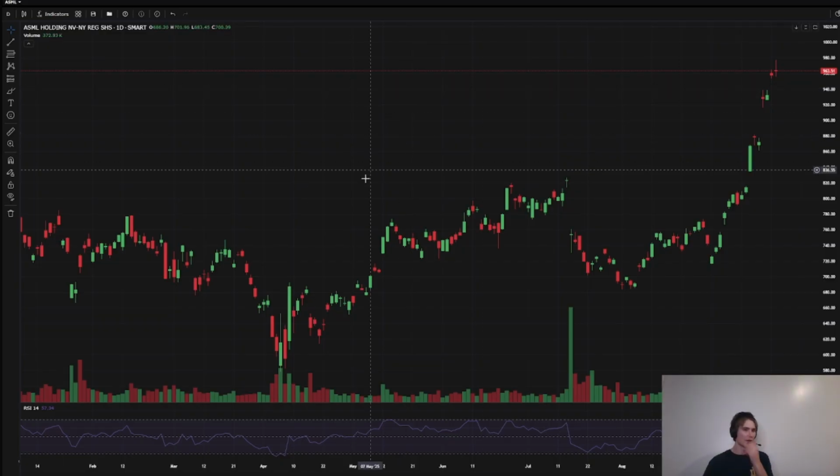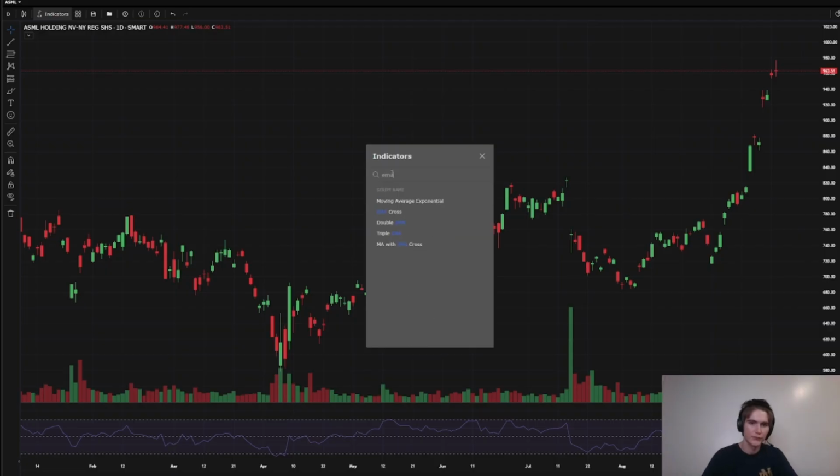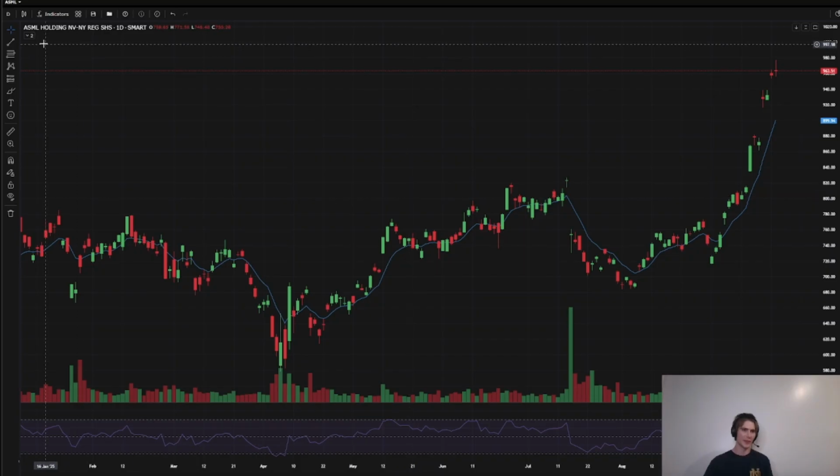So what I'm going to do here, guys, I'm going to add the 50 EMA onto ASML, and we're going to take a look at the 50 EMA, which on IBKR is moving average exponential for any of my people on Trader Workstation.